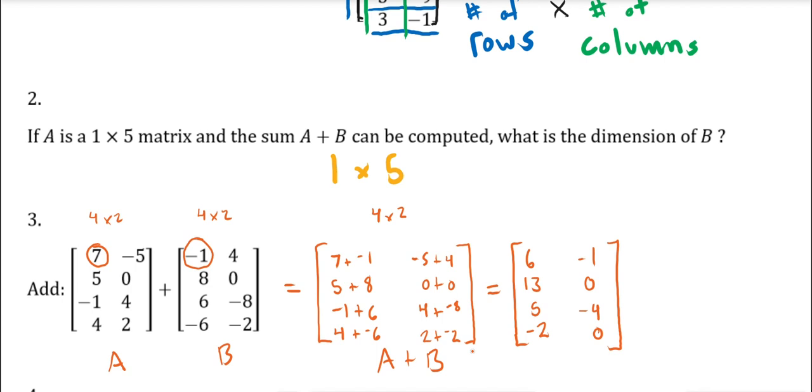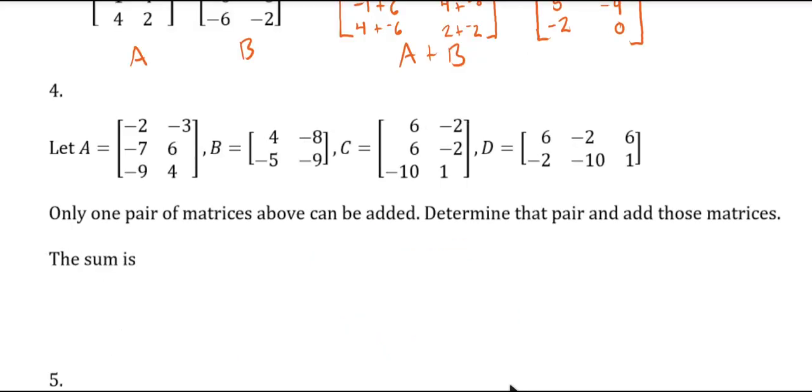And it gives us a way of doing many operations simultaneously. Problem 4 asks us to add some more matrices, but first we have to figure out which ones can be added. Let's write down their dimensions to see which ones match.